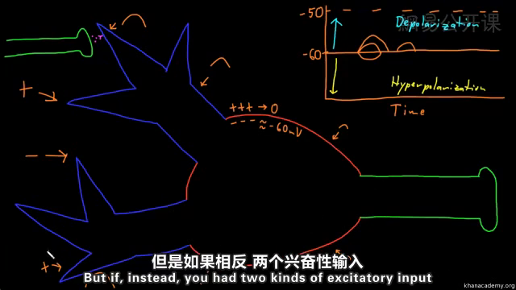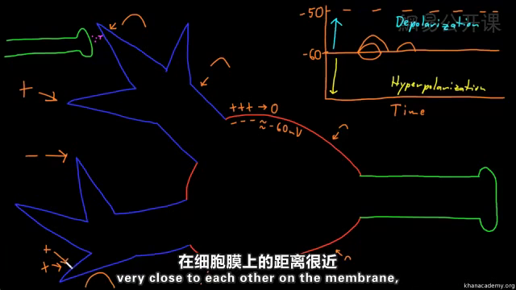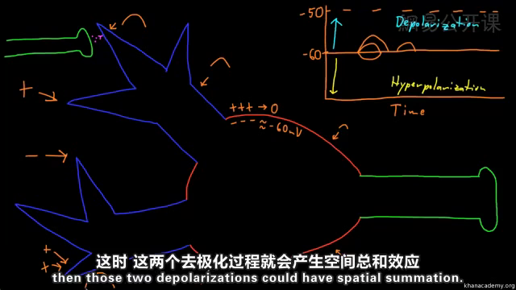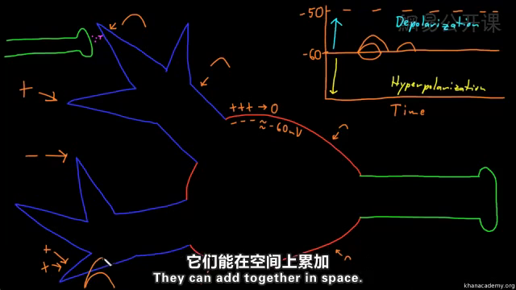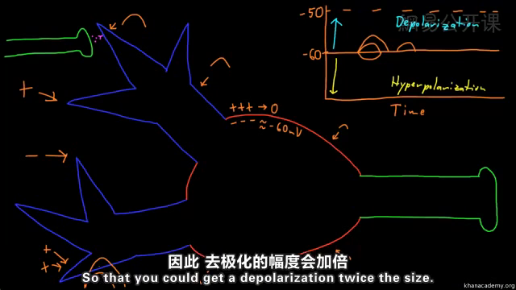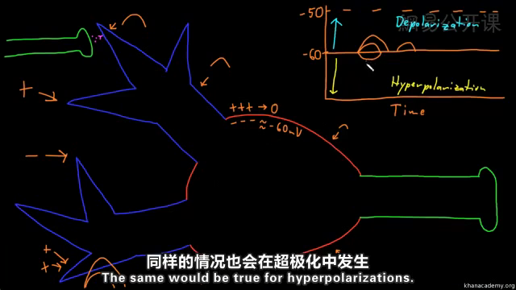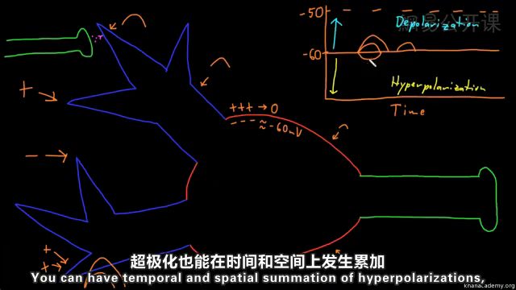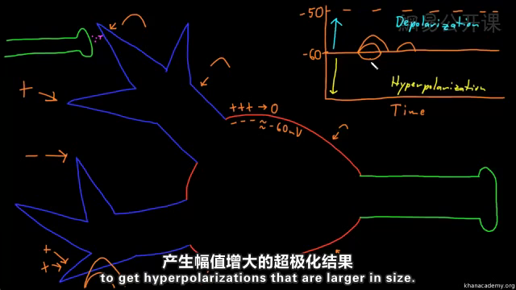But if instead you had two kinds of excitatory input very close to each other on the membrane, then those two depolarizations could have spatial summation. They could add together in space so that you could get a depolarization twice the size. The same would be true for hyperpolarizations. You can have temporal and spatial summation of hyperpolarizations to get hyperpolarizations that are larger in size.